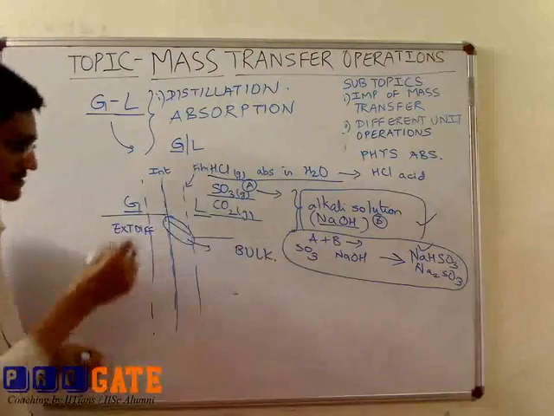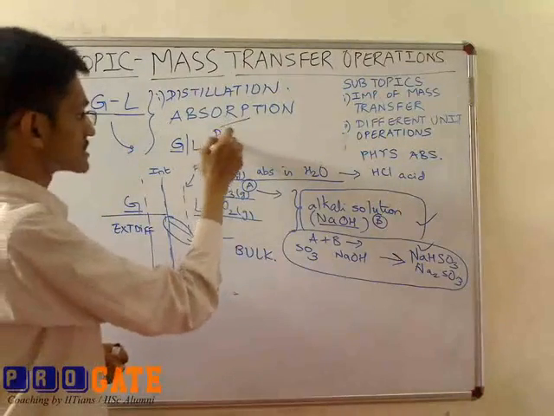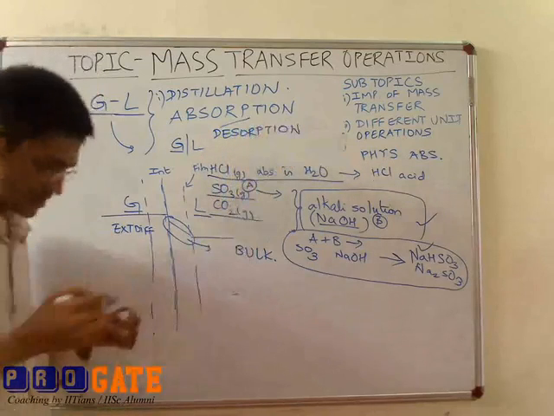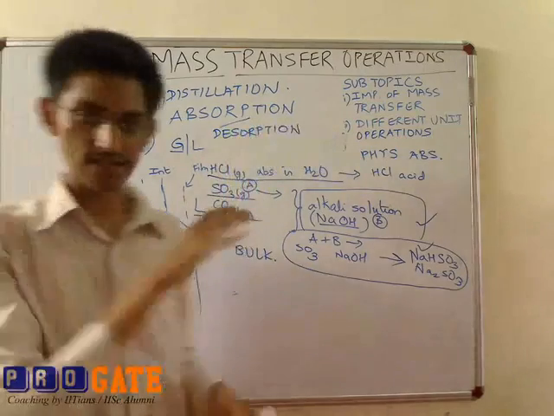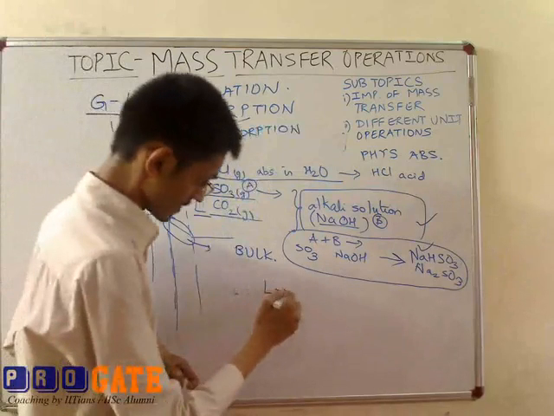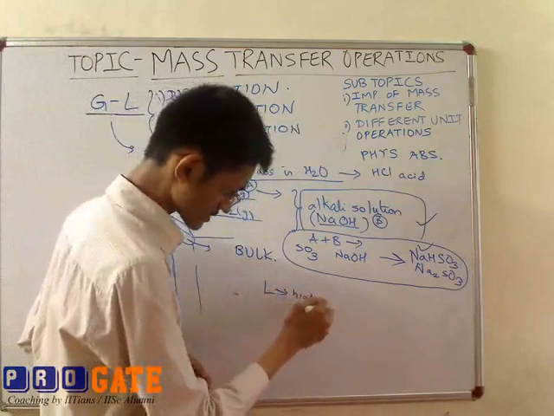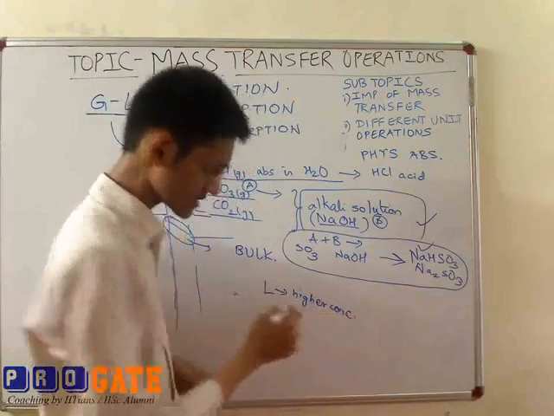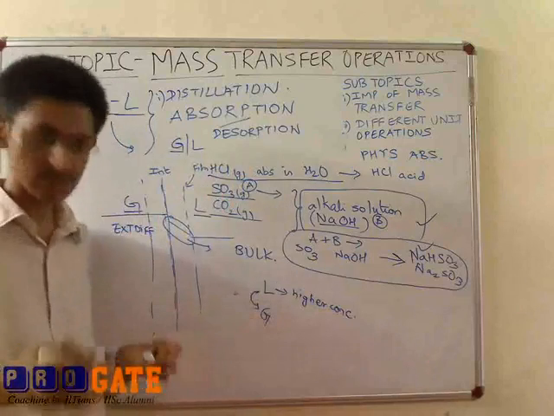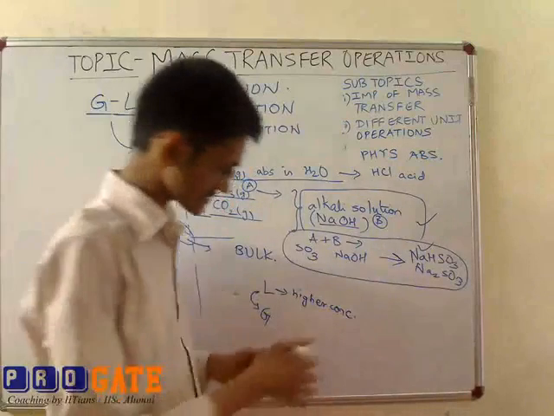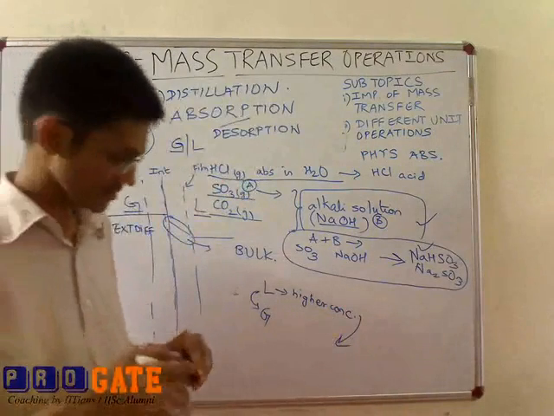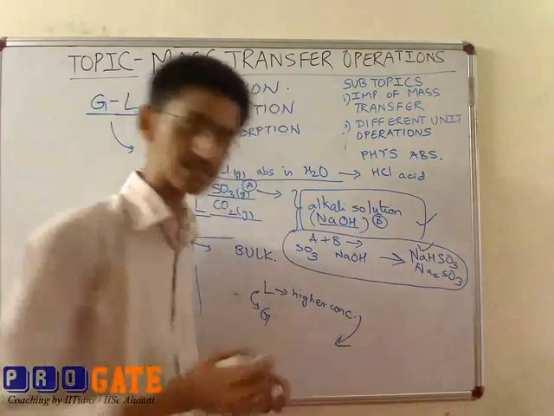Within absorption, we may have conditions like desorption. Where desorption is, you have a liquid phase in which gas is dissolved. Now this liquid phase is at higher concentration of the solute. Solute is nothing but the dissolved gas. When this liquid phase is brought in contact with a gaseous phase, the dissolved gas tends to move from the liquid phase to the gaseous phase.